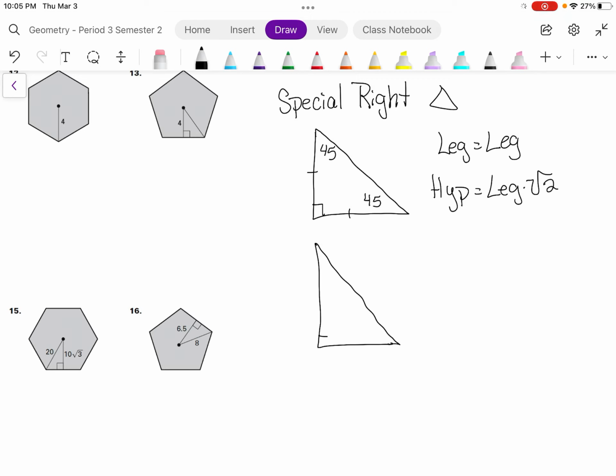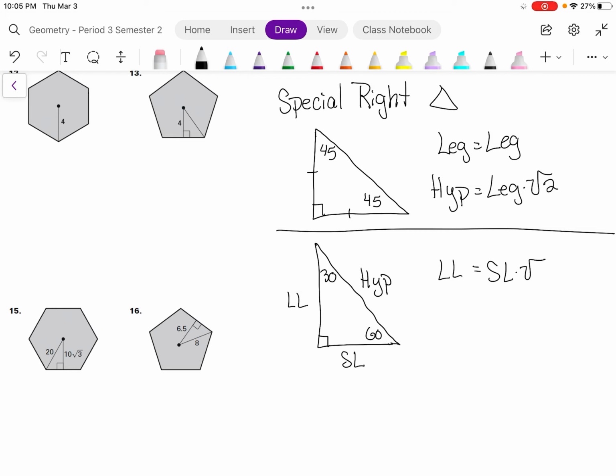And then the second special right triangle that we have is a 30, 60, 90. So opposite of 30 would be our short leg. Opposite of 60 is our long leg. And then again, we have our hypotenuse opposite of our 90. So the two equations you need to know for this triangle is that the long leg is equal to the short leg times the square root of 3. And the hypotenuse is equal to the short leg times 2.